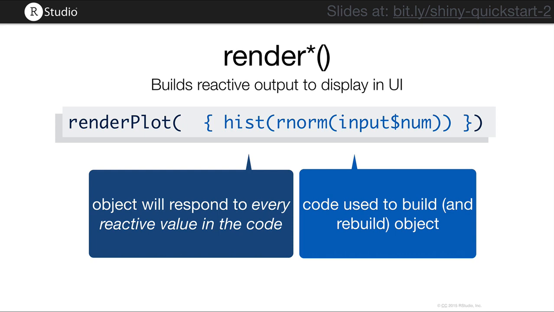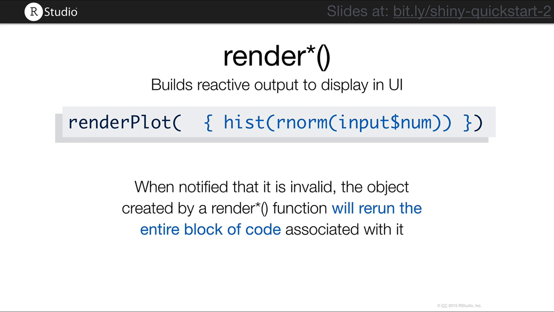And this is an important point. When you pass a block of code to renderPlot, that block will always be run as a single unit. When it's time for the object, for example, the graph that renderPlot makes, to be updated, that entire block will be run. renderPlot can't do anything to determine which parts of the block are out of date and just run those parts. It just always runs the whole block of code each time. So let's take a look at how that works out.